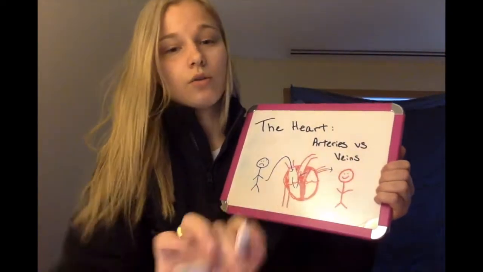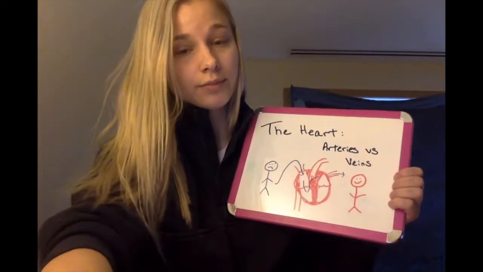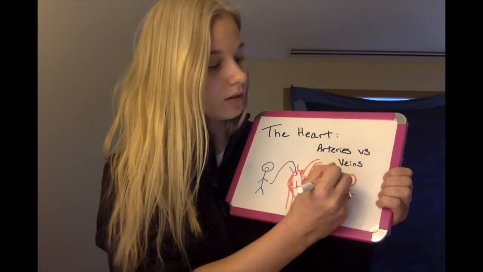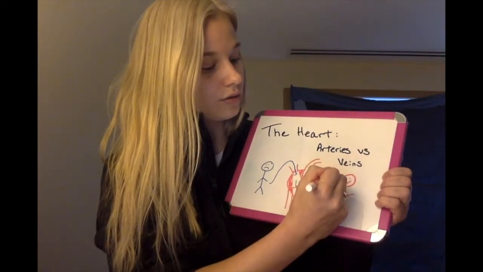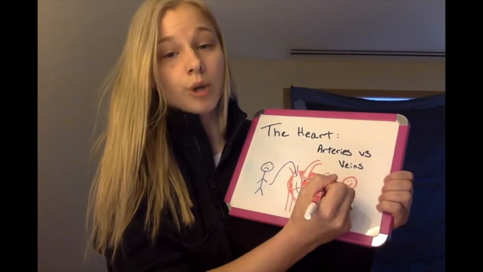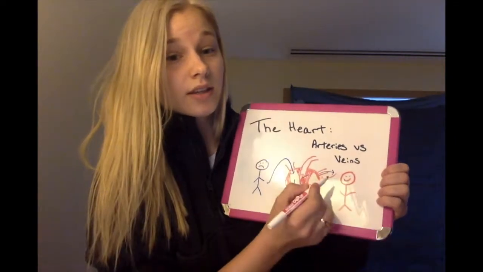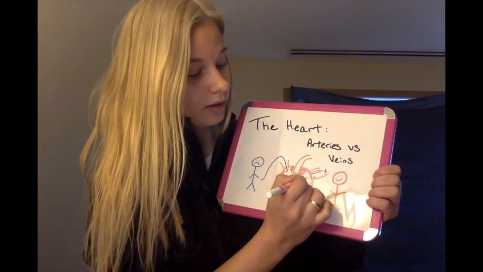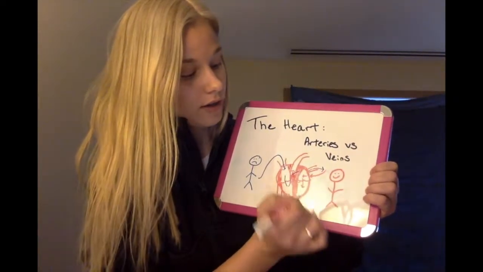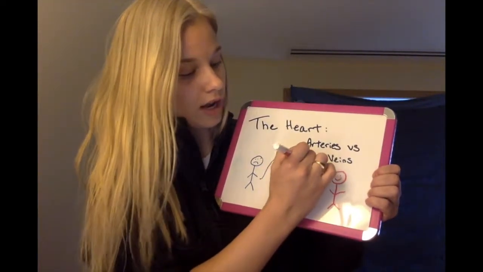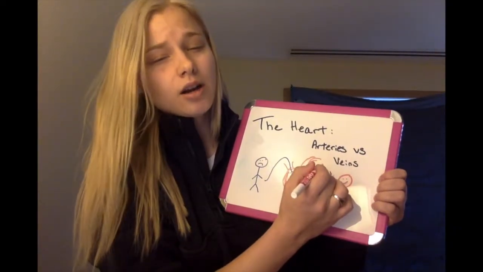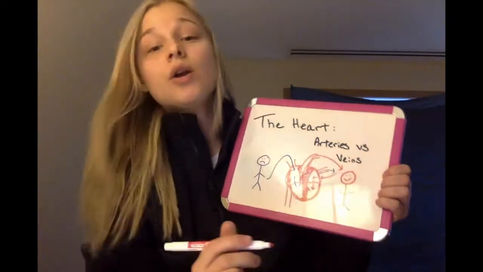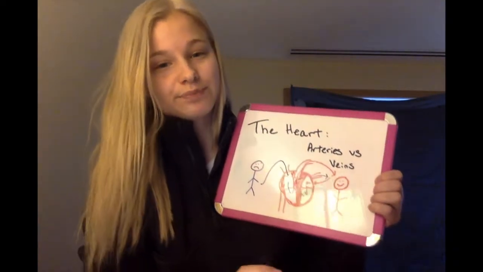Then, once it's been oxygenated, it comes back from the lungs and goes into a pulmonary artery, which then goes into the left atrium, the left ventricle, and goes through the aorta, a big artery that goes all the way through the body with the oxygenated blood.